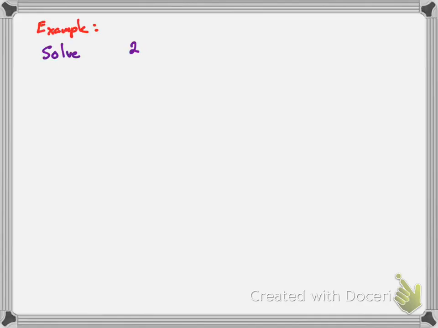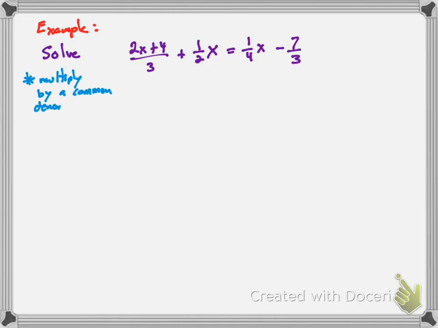Okay. Another example, we have (2x plus 4)/3 plus 1/2 x equal 1/4 x minus 7/3. Doing problems like this, we have fractions. A lot of people don't necessarily like to work with fractions. If you wanted to split it up so that everything was its own fraction, like 2x/3 plus 4/3 plus 1x/2 equal 1x/4 minus 7/3, you could.